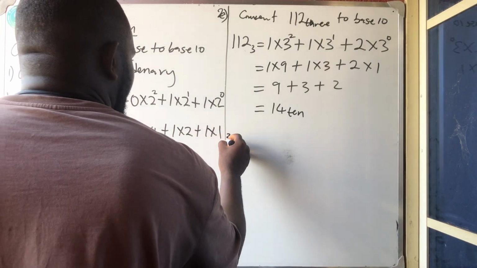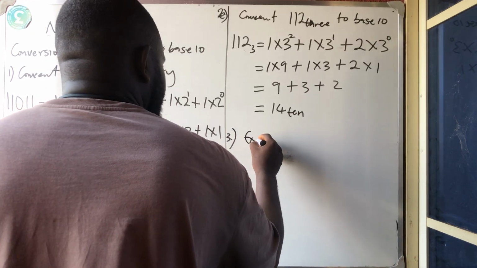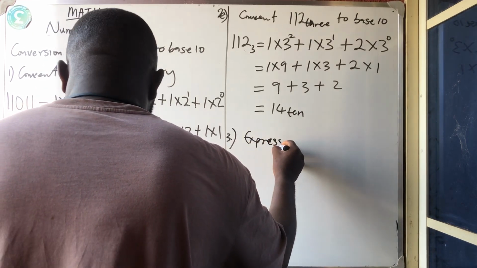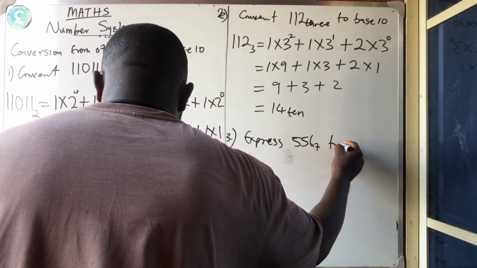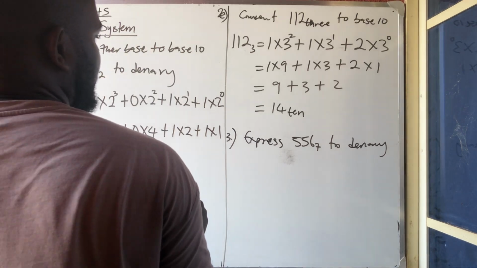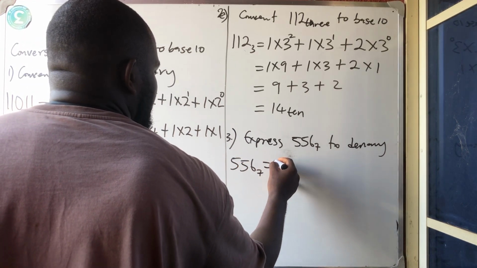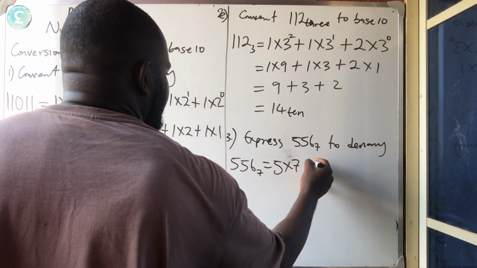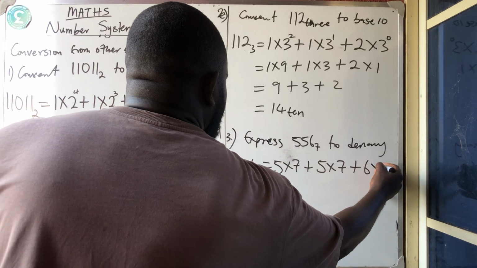So let us solve the last example, number 3. It says express 556 in base 7 to denary. So let's express it in denary. What do we have now? 556 base 7 should be equal to 5 times 7 plus 5 times 7 again plus 6 times 7.